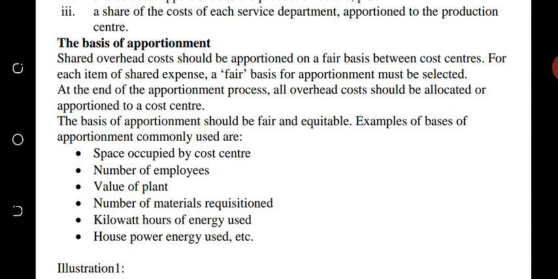The basis of apportionment should be fair and equitable. So now let's see the major problem in apportionment: how to recognize the basis of apportionment. You cannot identify the fair or equitable basis if you don't know what drives the cost. You must know the cost, what warrants the cost, and what measurement we can use in tracing that cost.